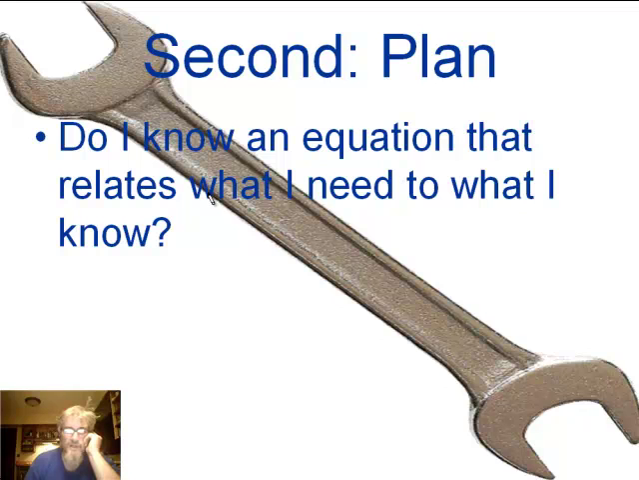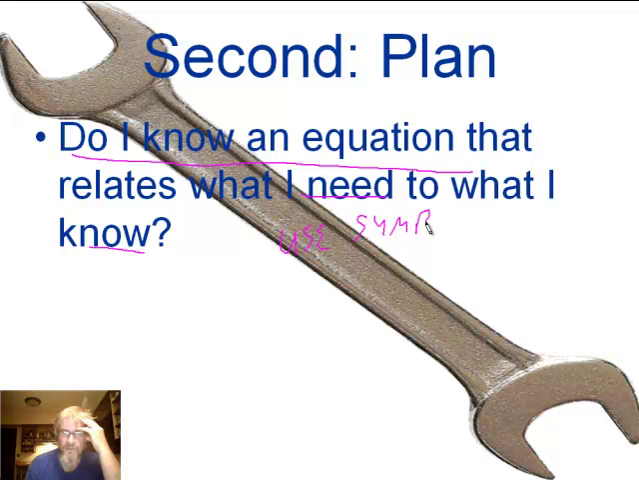The first thing I want to do is ask myself this question. Do I know an equation that relates what I need to the stuff that I know? A really good idea that's helpful here is when you're back in that first step and you're writing down the things that you know and the things that you need, use symbols. Because the symbols are what are in the equations, and it makes it easier to pick out the right equation.